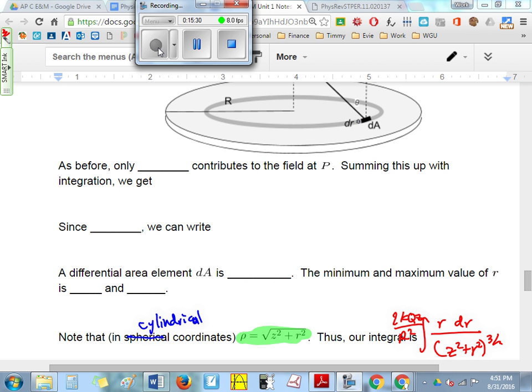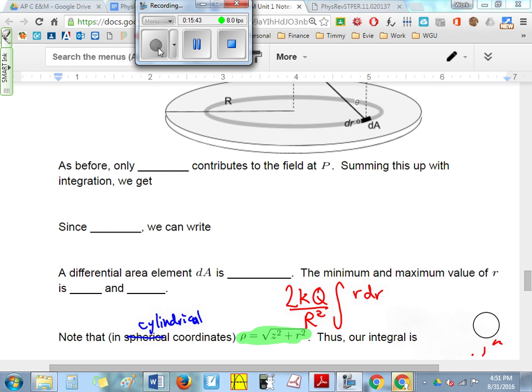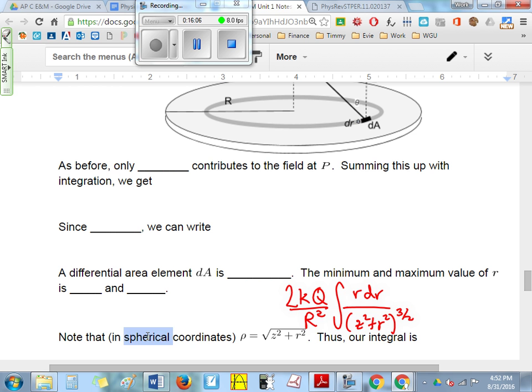So I was just going to rewrite it one more time so you can read it. That's a 2, not a cube. That's 2kQ over R squared, integral r dr over rho cubed. So rho is the square root of z squared plus r squared, so it's a half power, but we're cubing, so it's a 3 halves power. Okay, it's been a while since we've done a u substitution, but we're going to do a u substitution integral right now. It's been a long time. I'll change this to cylindrical.